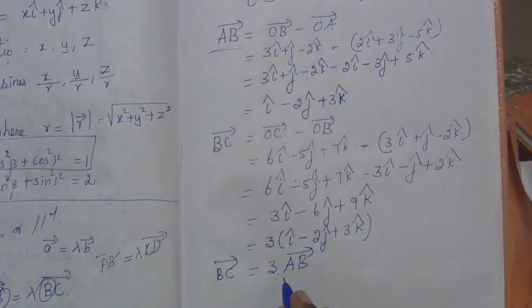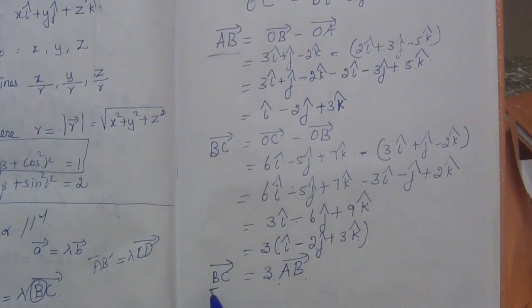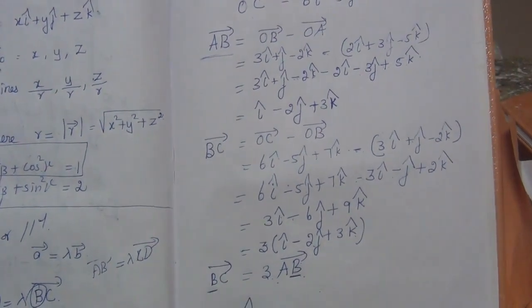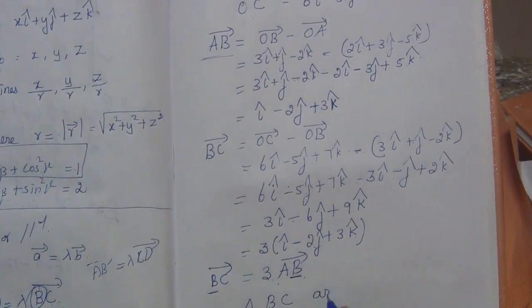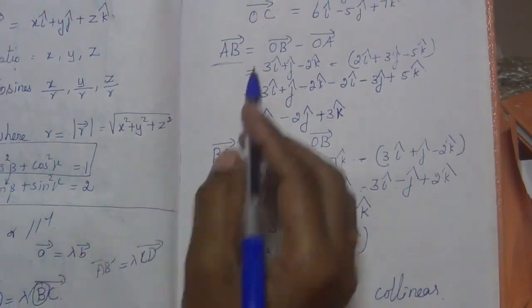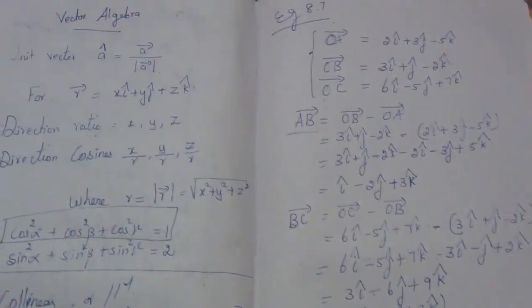BC vector is equal to 3 into AB vector. So this shows that, see, B is common, one point is common. Therefore, we can say that A, B, C are collinear. So do you understand how to check whether the given points are collinear or not?